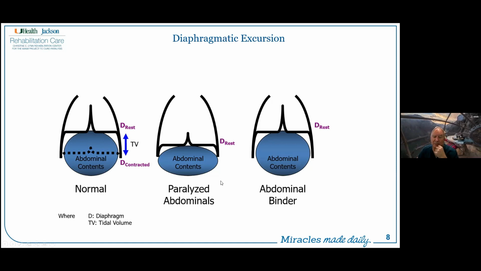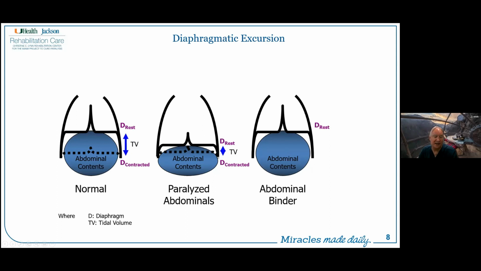Those with paralyzed abdominal muscles, however, are going to essentially change the resting length of the diaphragm so that when they go to contract it, they have a relatively small tidal volume. So they're going to have shallow breaths and require more breaths per minute just to maintain their ventilatory function.